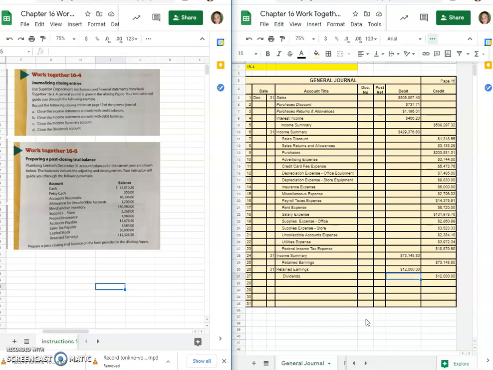That's not the same for balance sheet accounts. Whatever the ending account balance is from this period is the beginning account balance for the next one. They go on. They're permanent accounts. So that's it for the closing entries. Work Together 16-4.